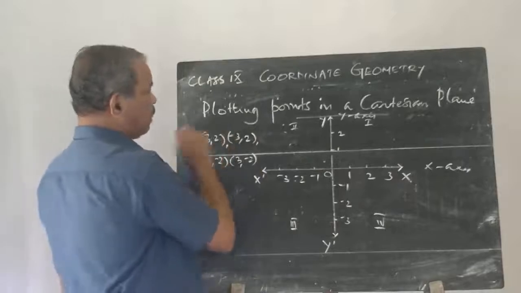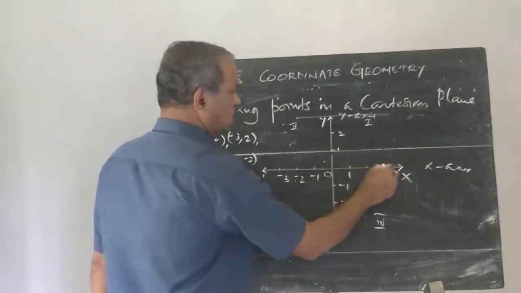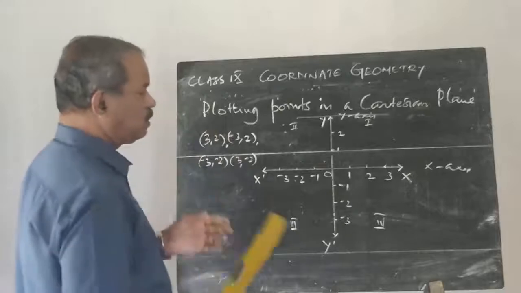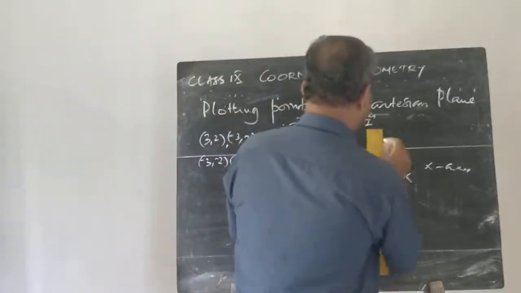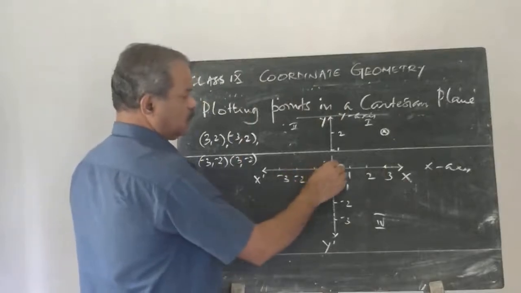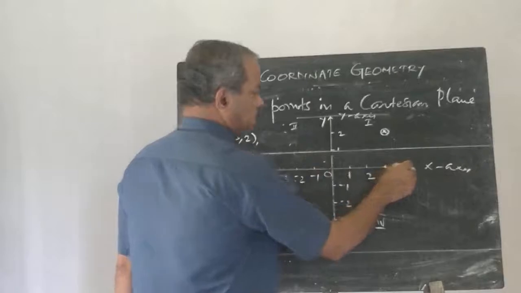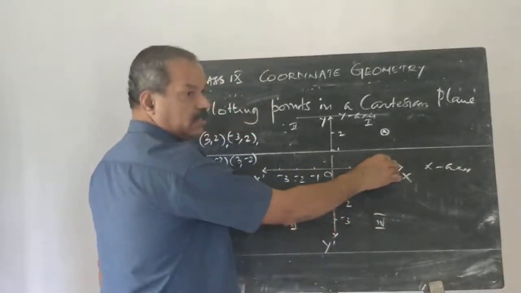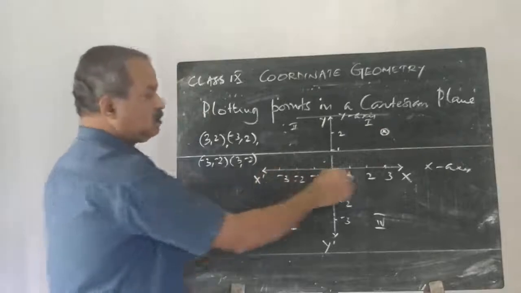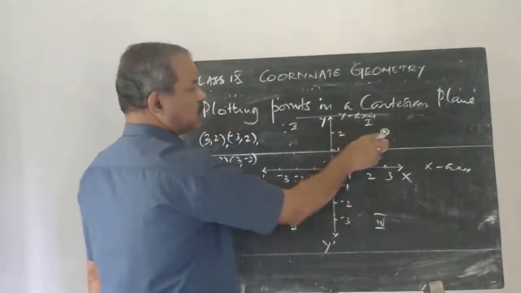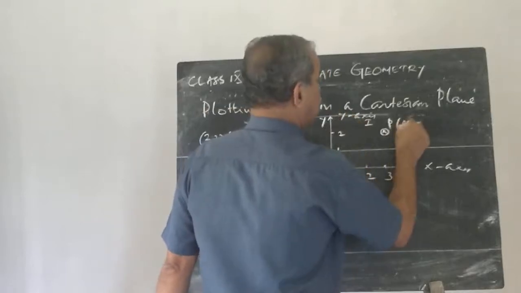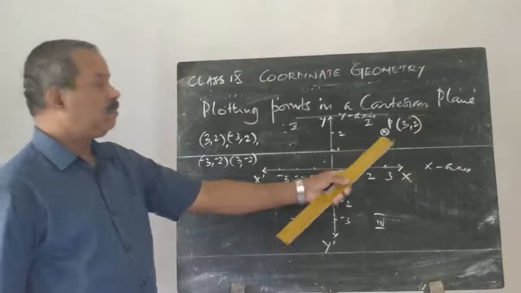(3, 2): 3 stands for the x coordinate. That is, from the origin take 3 units. First we start with 0 and along the x-axis go 3 units towards the right, the positive side, and then 2 units upwards, because the y coordinate is 2. What are the coordinates associated with this point? 3 and 2. Let us name this point P, with coordinates (3, 2).